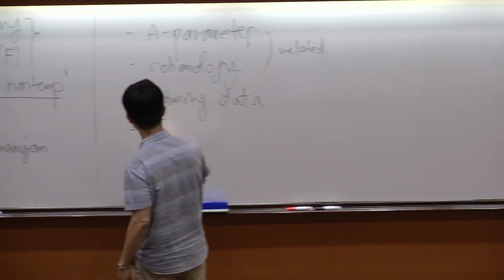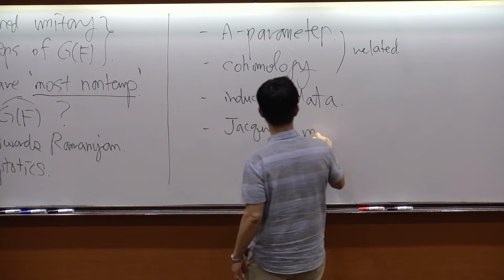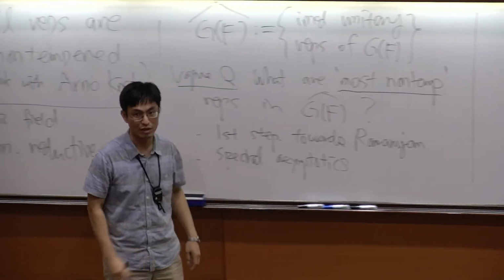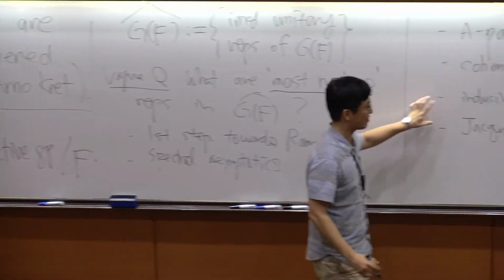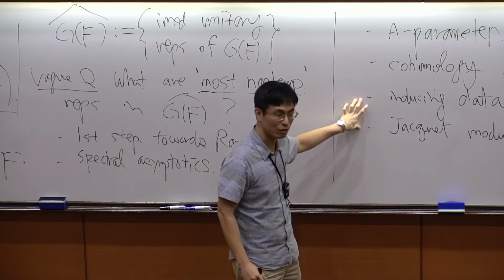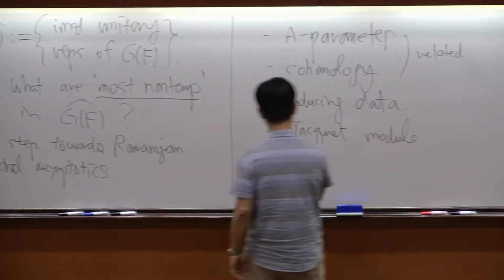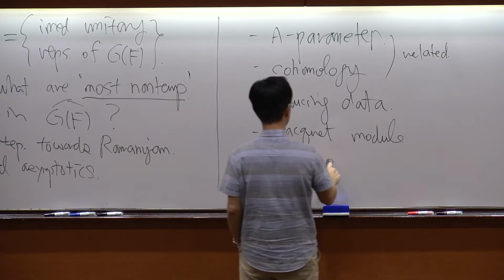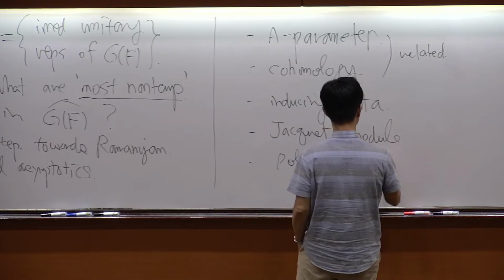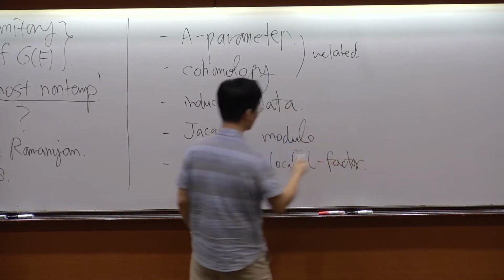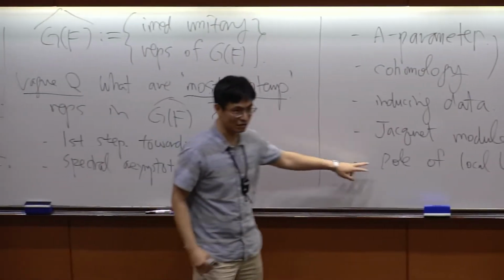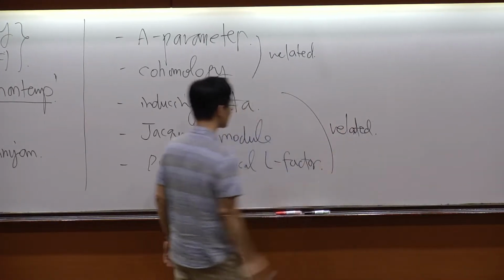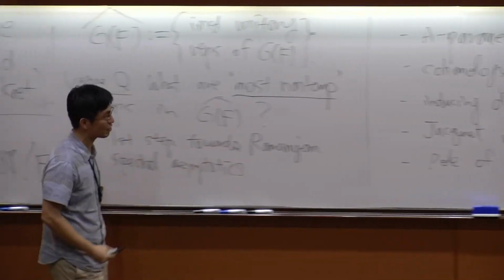Similarly, you can take the Jacquet module, look at the central characters, and measure how non-unitary they are. Obviously they are related. They are not totally equivalent, but they are closely related. And another related thing would be the location of the pole of the local L-factor when it's defined. These three are closely related, and they're not really equivalent to each other, but these are possible interpretations.